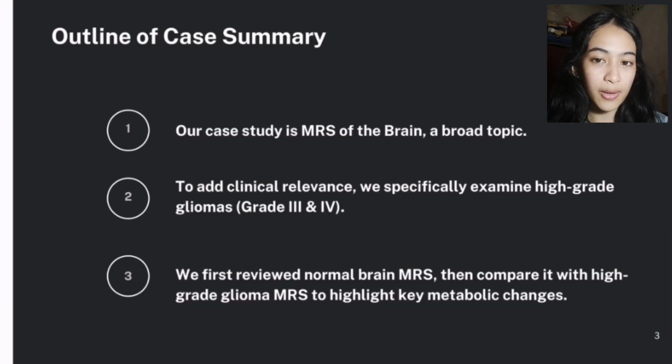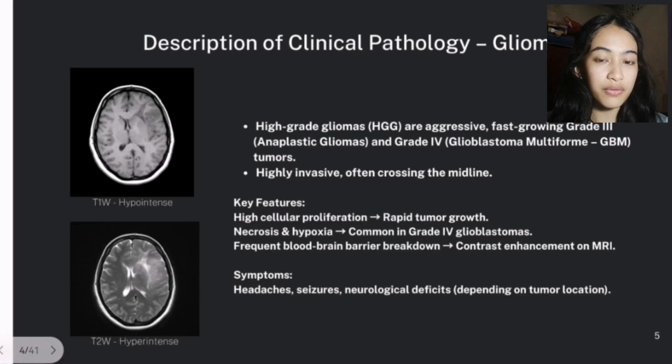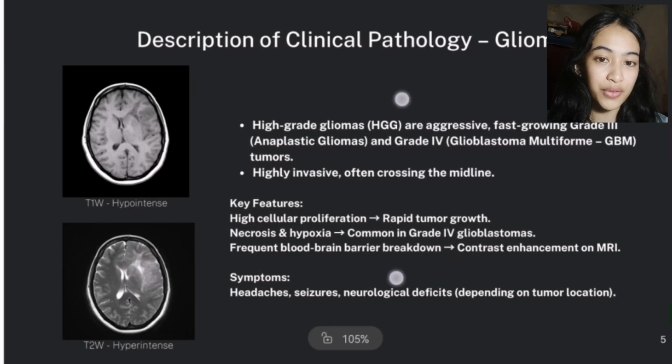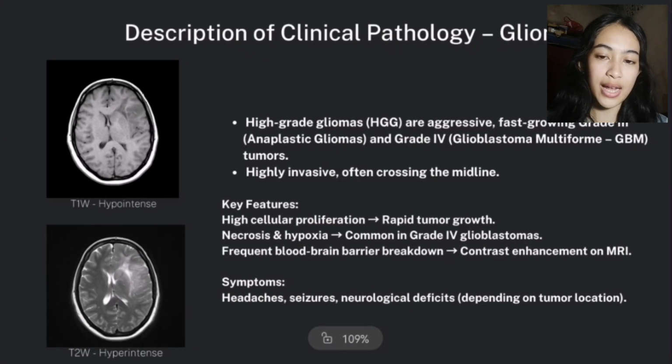This pathology is one of the aggressive types of brain tumors, classified as either grade 3 or 4. It is highly invasive and often shows rapid proliferation, necrosis, and also blood-brain barrier disruption. These characteristics make advanced imaging techniques like MRS, our topic, very important for accurate evaluation of this pathology.